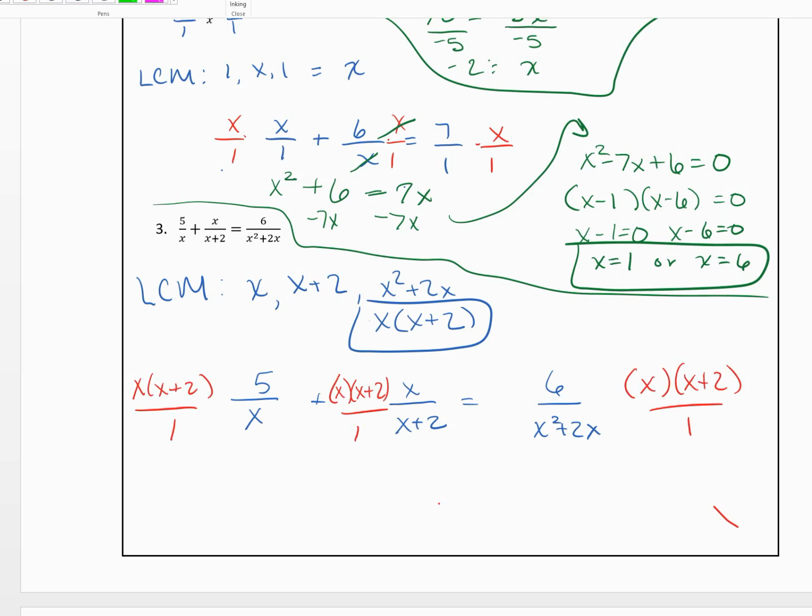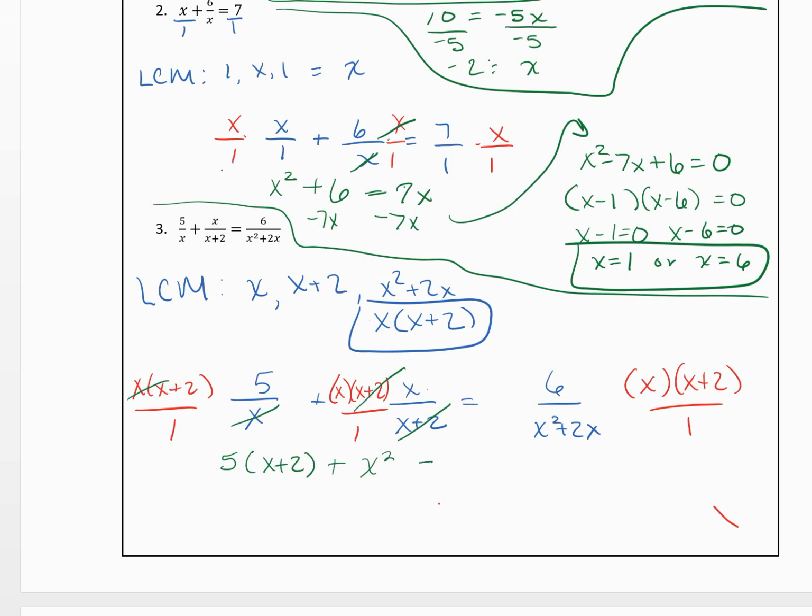Okay, so let's see what cancels out. Here the x's cancel out, and we're going to have 5 times x plus 2. Here the x plus 2's cancel out, so we get x times x, which is x squared. And here this whole denominator is x times x plus 2, so this cancels out, and we get 6. Now again, this is just a quadratic equation that you can solve. We'll distribute the 5, so 5x plus 10 plus x squared equals 6. Let's subtract 6 from both sides, which would give us 5x plus 4 plus x squared equals 0.